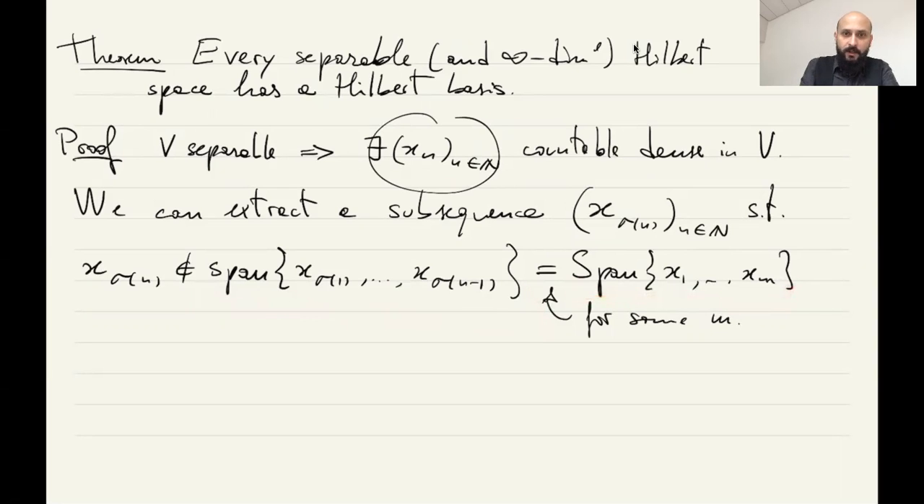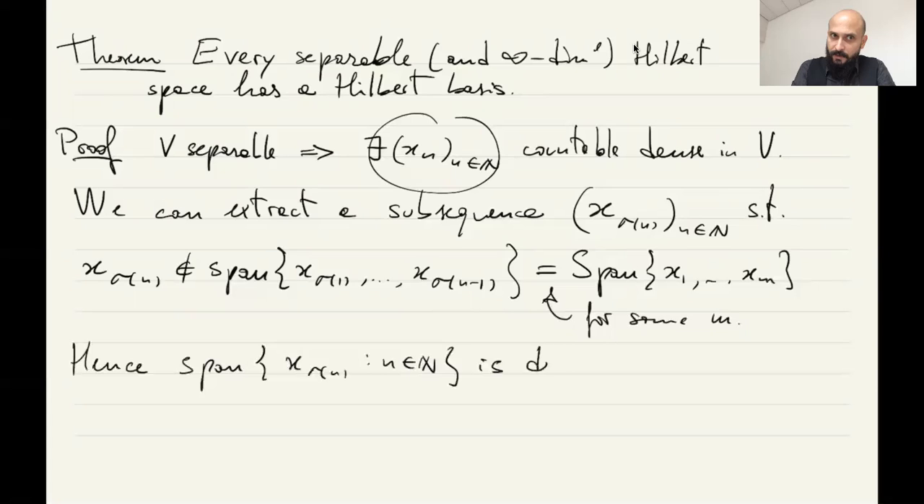Okay. So what we have is that if you take the span of the whole sequence, then this is the same span as before, and therefore this is, or at least it contains the initial sequence, and therefore the span, the set is still dense in V.